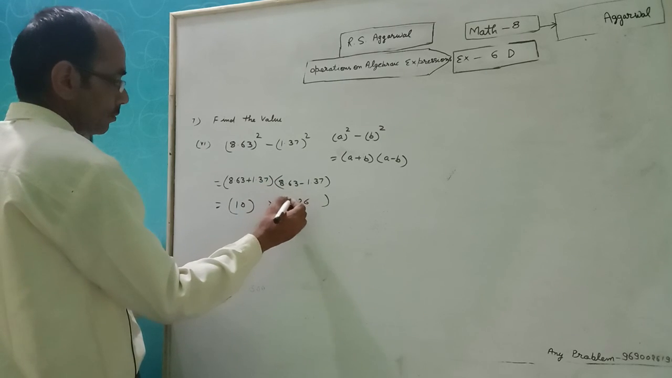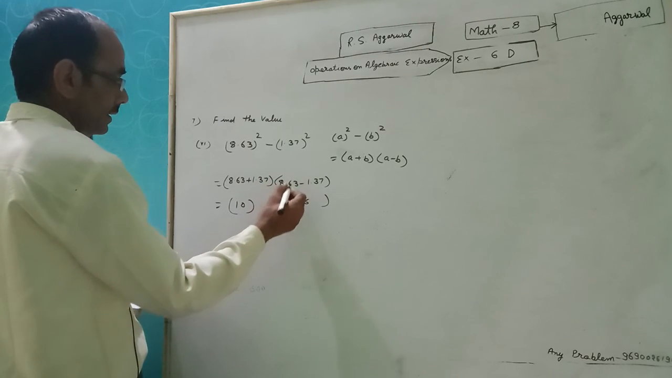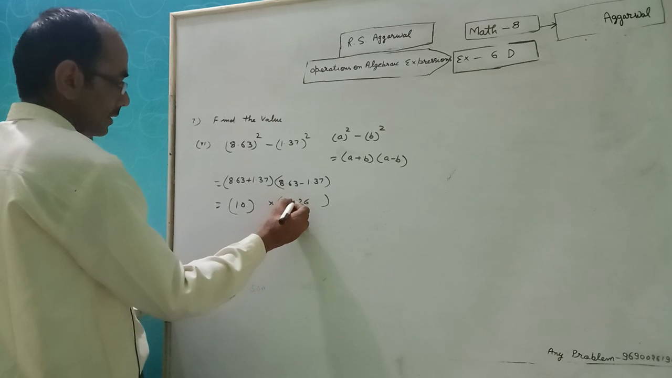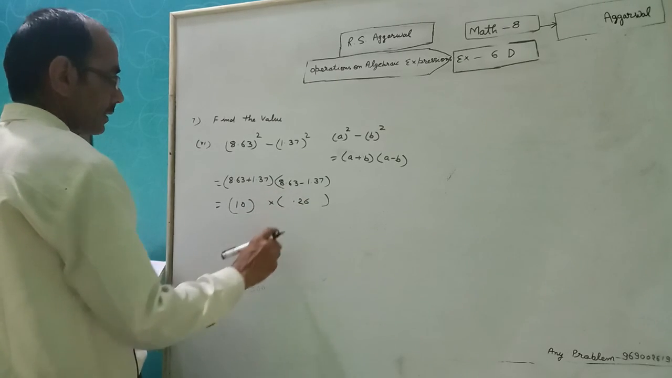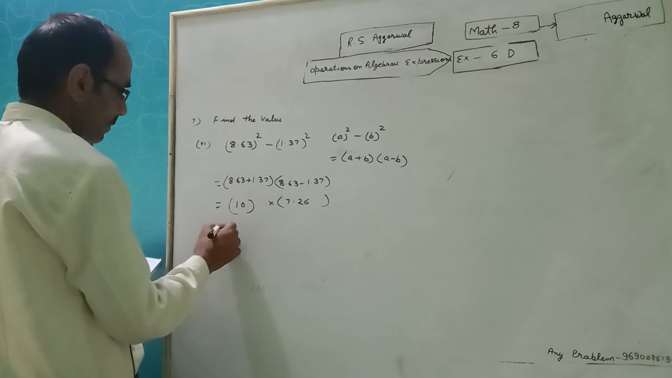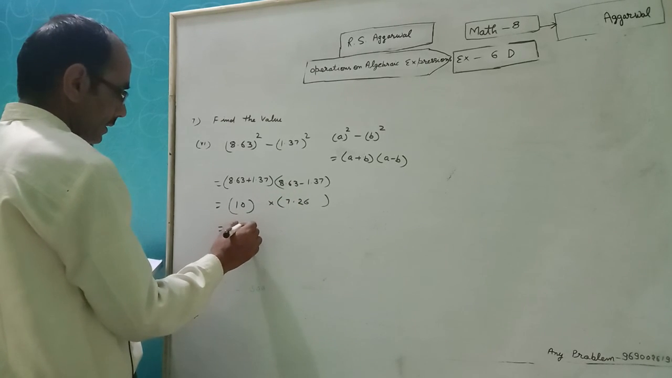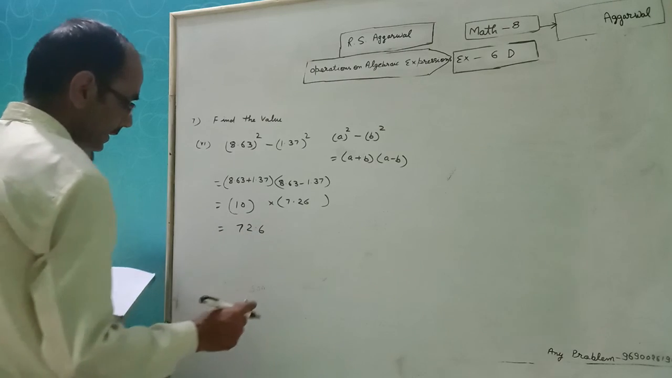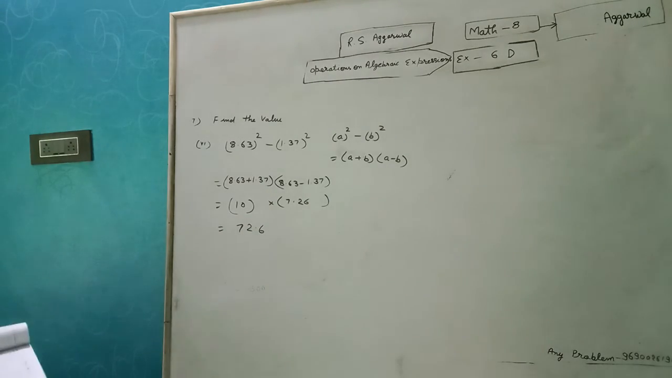After multiply is 72.6. That is the end of the question 7. Thank you.